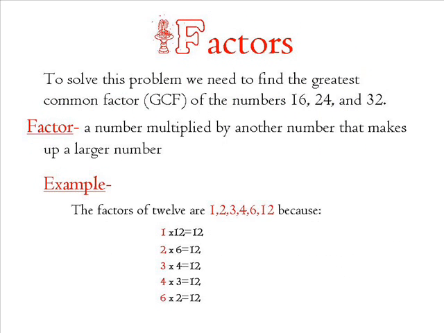Factors. To solve this problem, we need to find the greatest common factor, GCF, of the numbers 16, 24, and 32. Factor. A factor is a number multiplied by another number that makes up a larger number. Example. The factors of 12 are 1, 2, 3, 4, 6, and 12, because 1 times 12 is 12, 2 times 6 is 12, 3 times 4 is 12, 4 times 3 is 12, and 6 times 2 is 12.